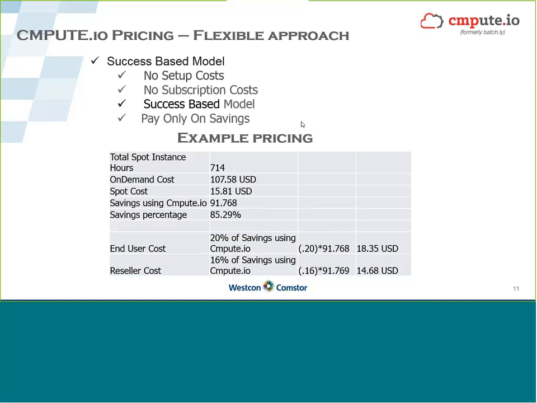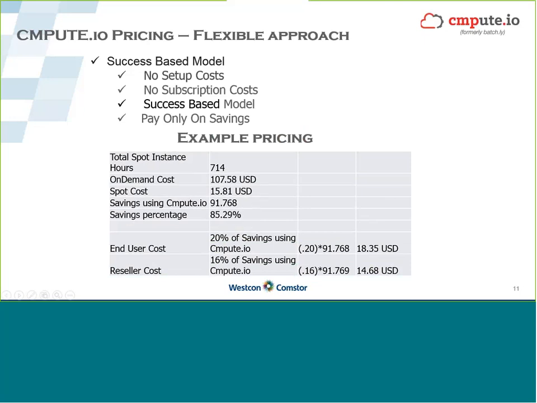For example, in this model, if you have got 714 spot instance hours, your on-demand cost might be around $107.58 USD. By spot saving using Cmpute IO, you're making savings of $91.768 or 85.29% saving. That's pretty remarkable, really.